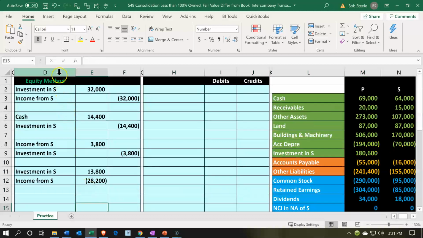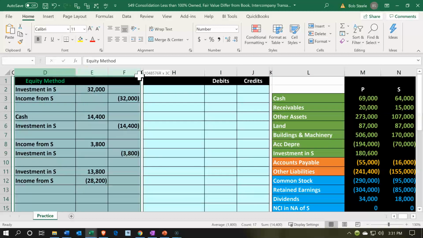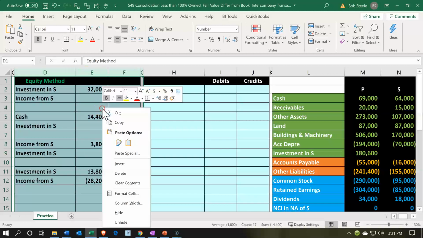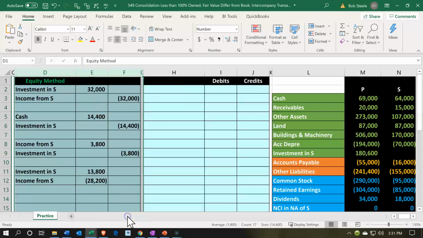For now, let's hide this. So I'm going to go from D. I'm highlighting, or selecting, from D to G, letting go, right-clicking the selected area, and then hiding it.